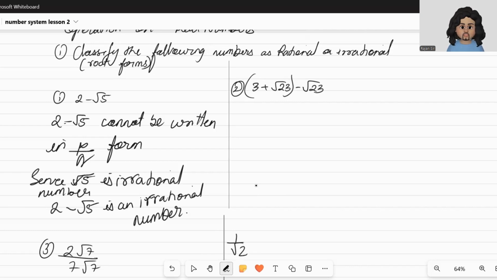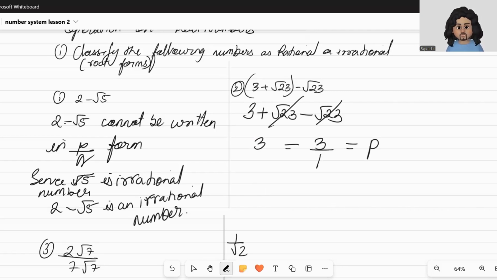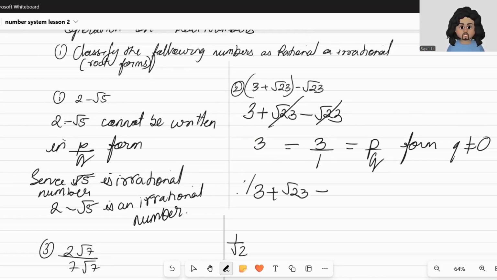Okay. Now let's understand this case. As you can see, we can operate a little bit and then we can actually classify. So we have 3 plus root 23 minus root 23. So this and this will get cancelled. So we have only 3. This can be written as 3 by 1, which is P by Q form, where Q is not equal to 0. Therefore, we can say 3 plus root 23 minus root 23 is a rational number. Of course, after operation.